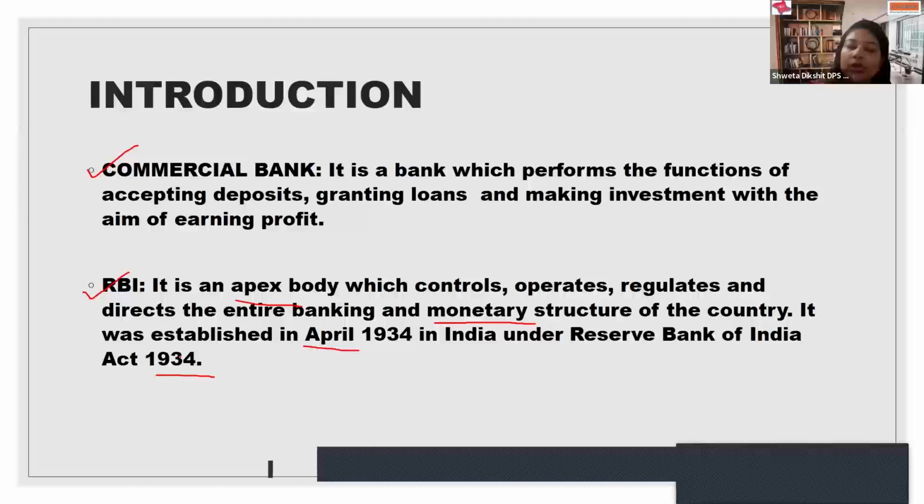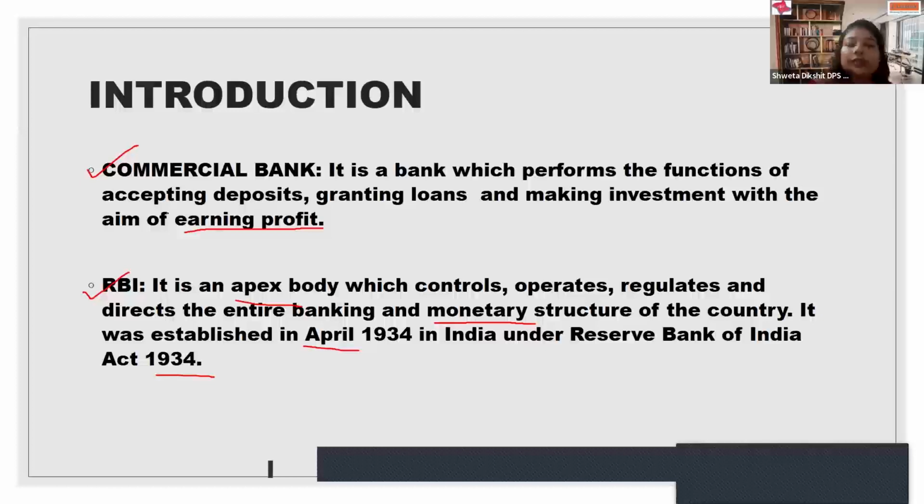See, RBI is not that frequent and not that common with the public. It doesn't accept deposits, doesn't grant loans to the public, and doesn't work with the motive of earning profit, whereas commercial banks work with the motive of earning profit. So sometimes it's a question in the exam: what's the difference between a commercial bank and the RBI?